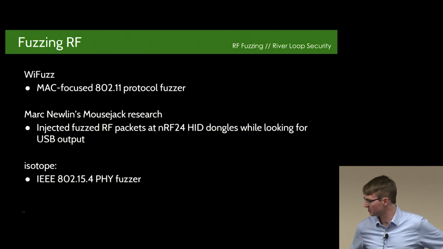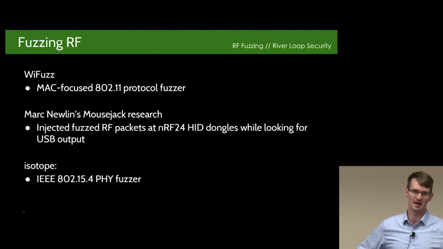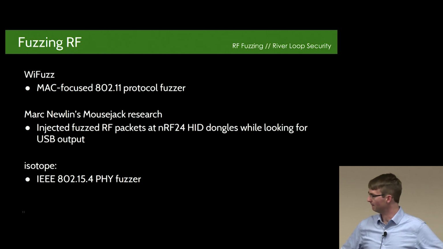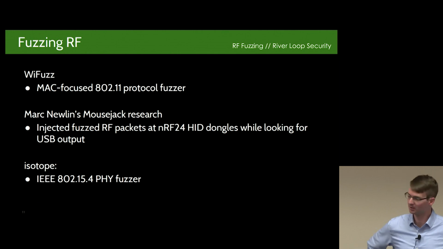I additionally want to comment on Marc Newlin's MouseJack research. Marc used fuzzing extensively in doing the MouseJack vulnerability research a couple of years ago. To sum that up, he looked at a number of wireless keyboards and mice. They used nRF24 chipsets and protocols to communicate. It's kind of like a poor man's Bluetooth. And he used fuzzing pretty extensively, generating test cases and injecting them at the USB HID device that you plug into your laptop to try to get them into weird states or get them producing output.